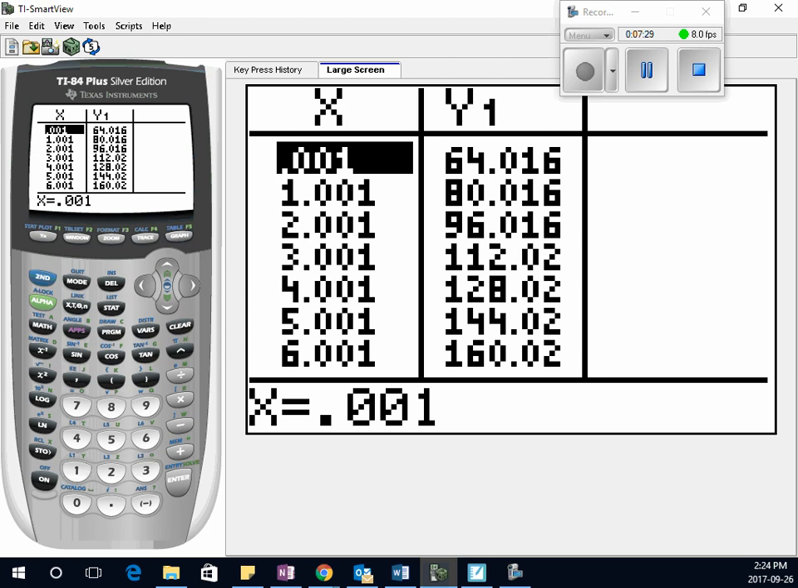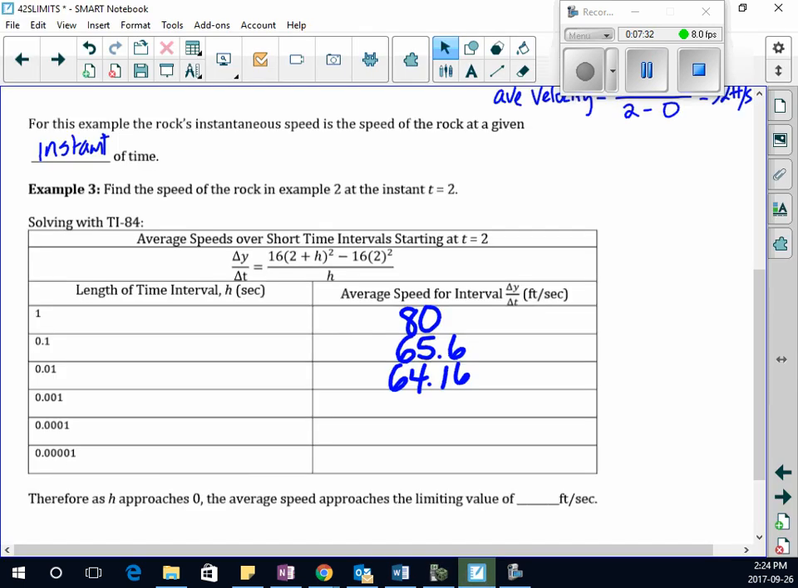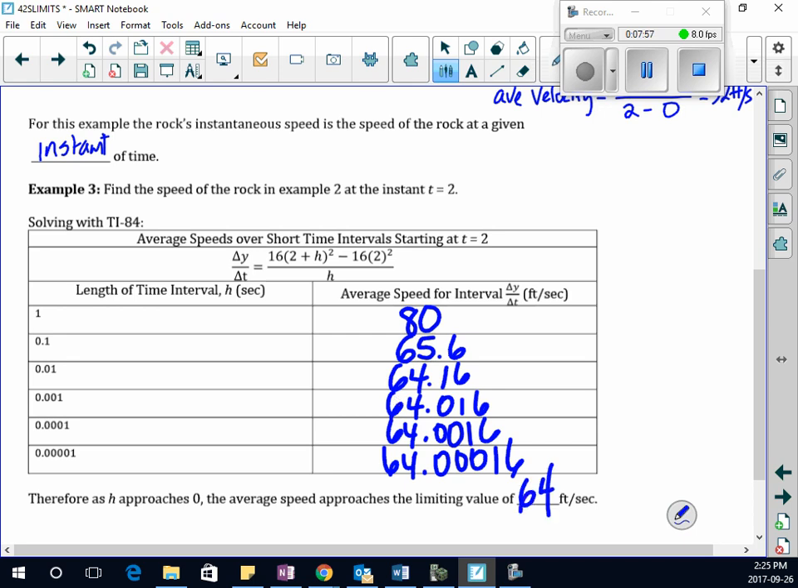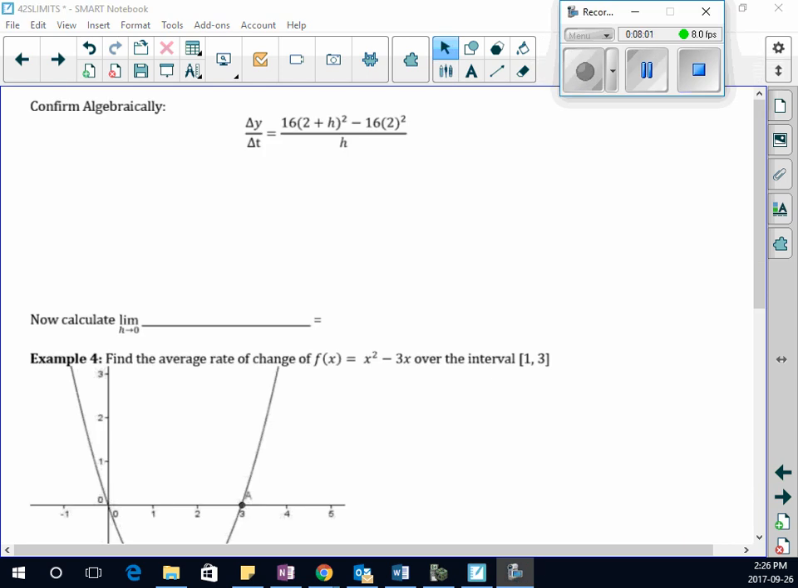Did you get 64.016? And if we continue, what do we get? 64.0016. Then we get 64.00016. So as h approaches 0, what is it going to? It's going to 64 feet per second. Okay, let's confirm this algebraically.